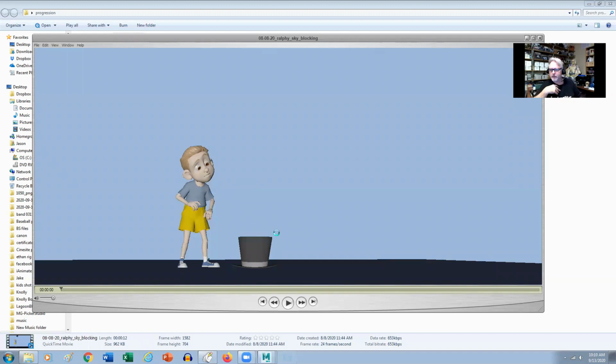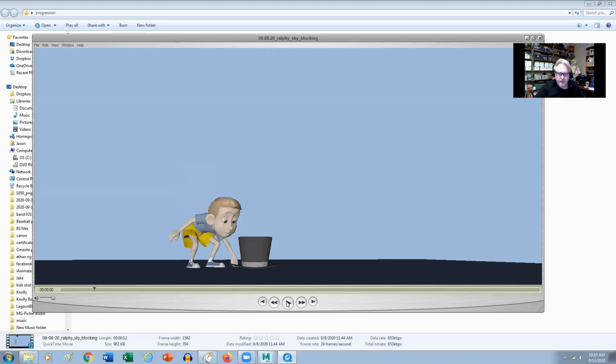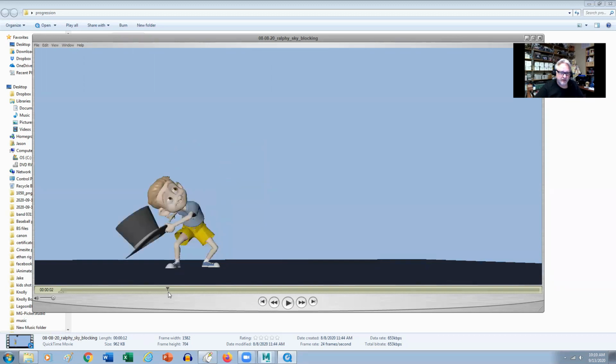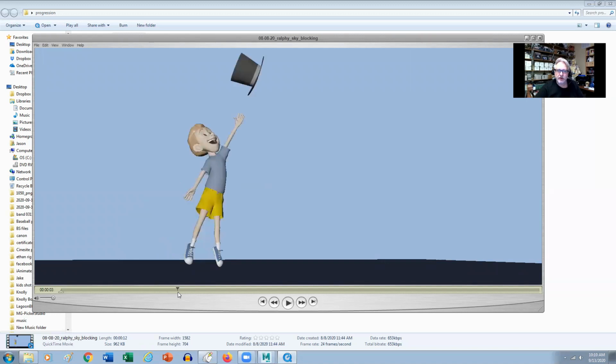So blocking is really, for me, just getting the main storytelling poses down, right? So trying to keep it as simple as possible. It's still in step mode because I really don't want to get distracted by the computer's in-betweens, right? So what I'm looking for here is just the storytelling poses, right? So here, Ralphie is literally picking up the hat, okay? Looking at the hat and checking the underside of the hat, right? And then going straight to our anticipation, and then throwing the hat. So a nice extreme pose.